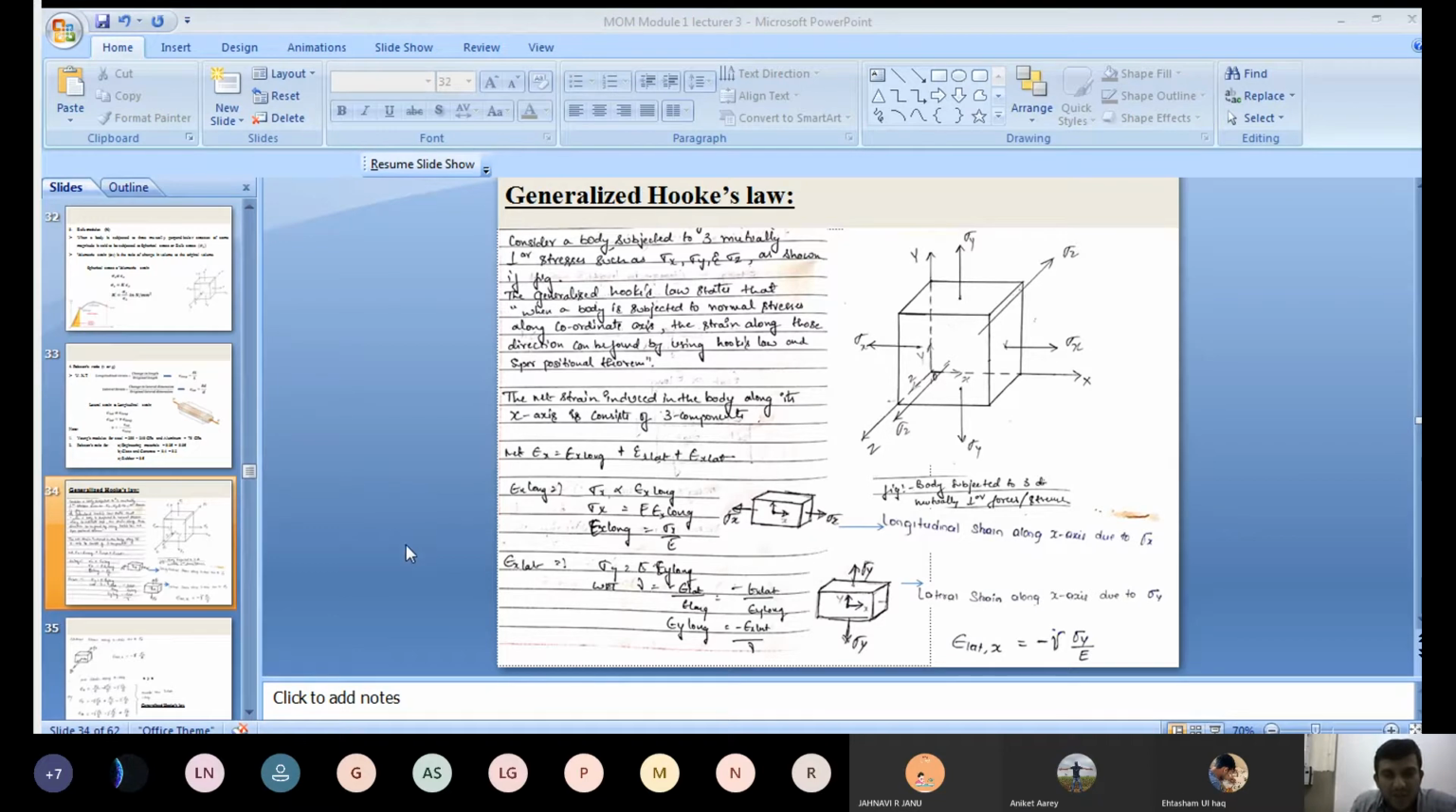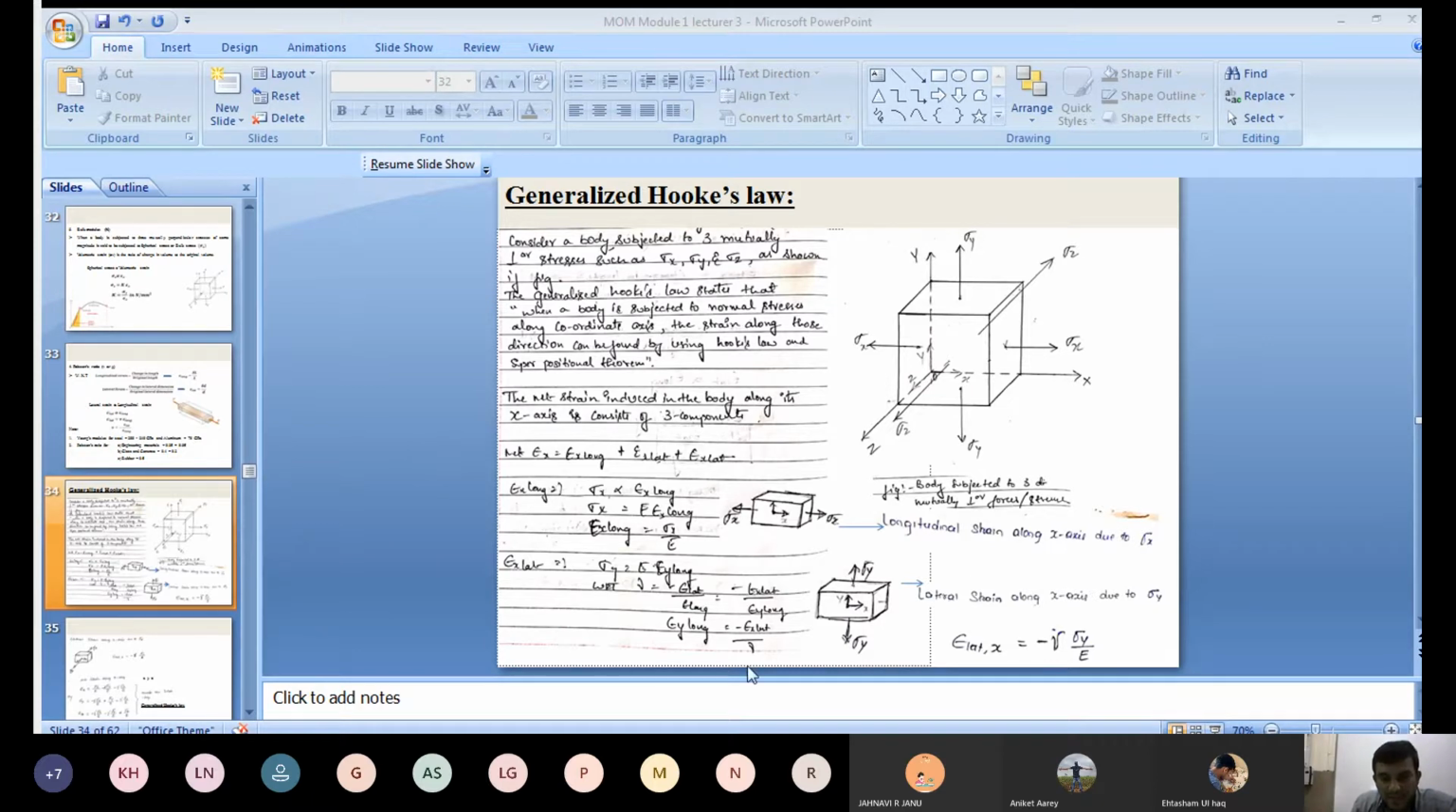Then in order to remove the proportionality, we get a constant. That constant is what we call Young's modulus. Now from this, our aim is to determine epsilon x longitudinal. Epsilon x longitudinal is equal to sigma x by E. This is the first term. Next, what is the second term here? Lateral strain along the x-axis due to sigma y. I want to determine the lateral strain along the x-axis due to sigma y.